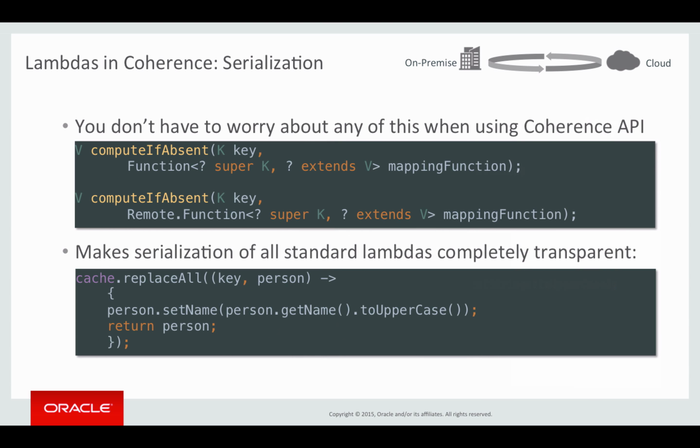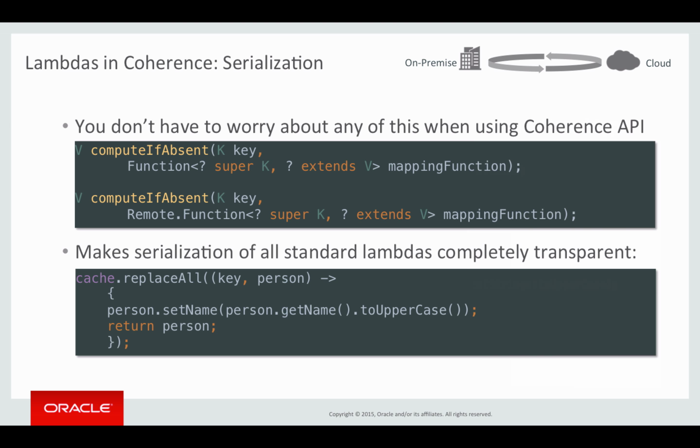As I mentioned a moment ago, you really should rarely have to worry about any of this, as we've overloaded all relevant methods in the Coherence API to capture lambdas as remote serializable lambdas automatically. As you can see in the first example, for any method that accepts a standard Java functional interface as an argument, we've added an overload of that method that accepts the remote version of the same interface. And our overloaded method will always be preferred by the compiler.